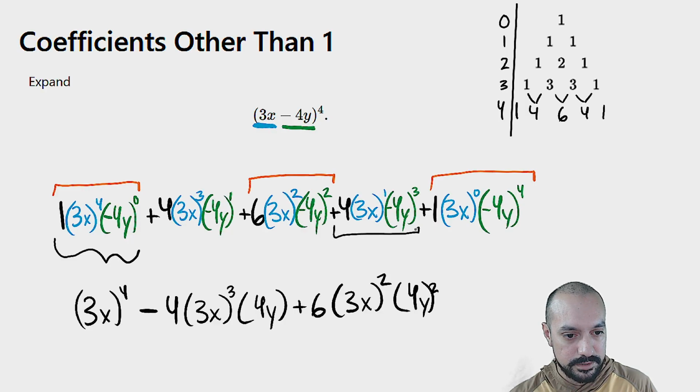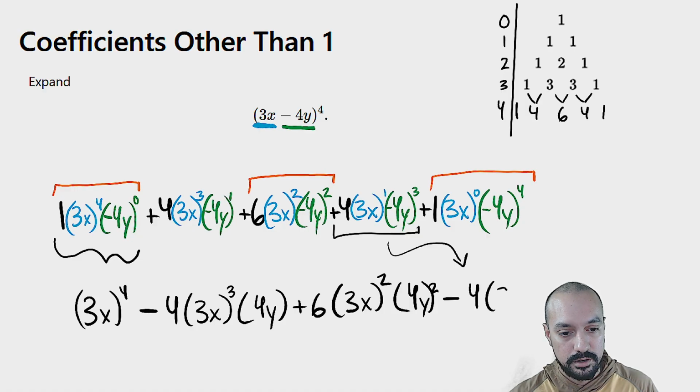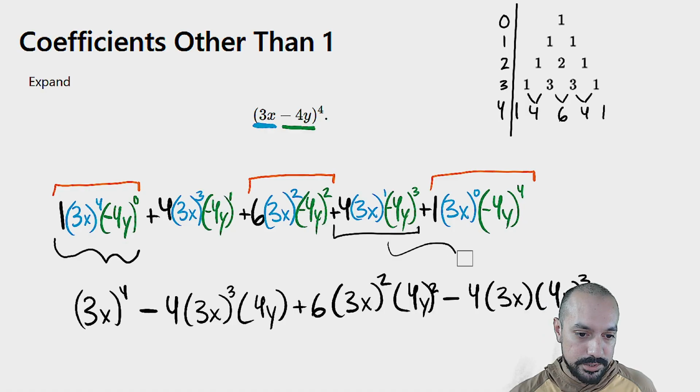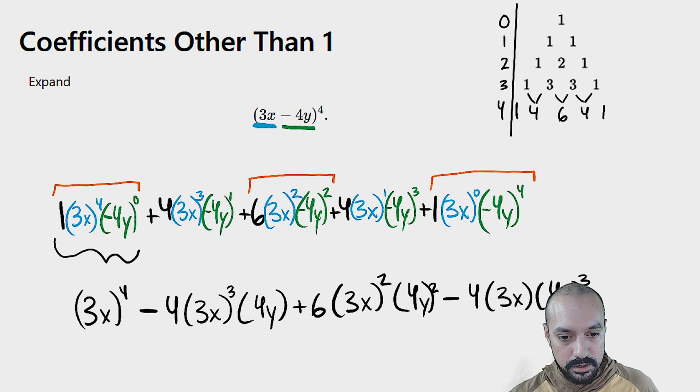All right, next up I have this term. This is going to be a negative term because we have the odd exponent on the green. I'm going to write the 4, 3x to the first power, but I don't have to show the 1 there, and then 4y to the third power. All right, one term left. I don't need to show the 1. 3x to the 0 power is also equal to 1, so I don't have to rewrite that. And we just end up with 4y to the fourth power.